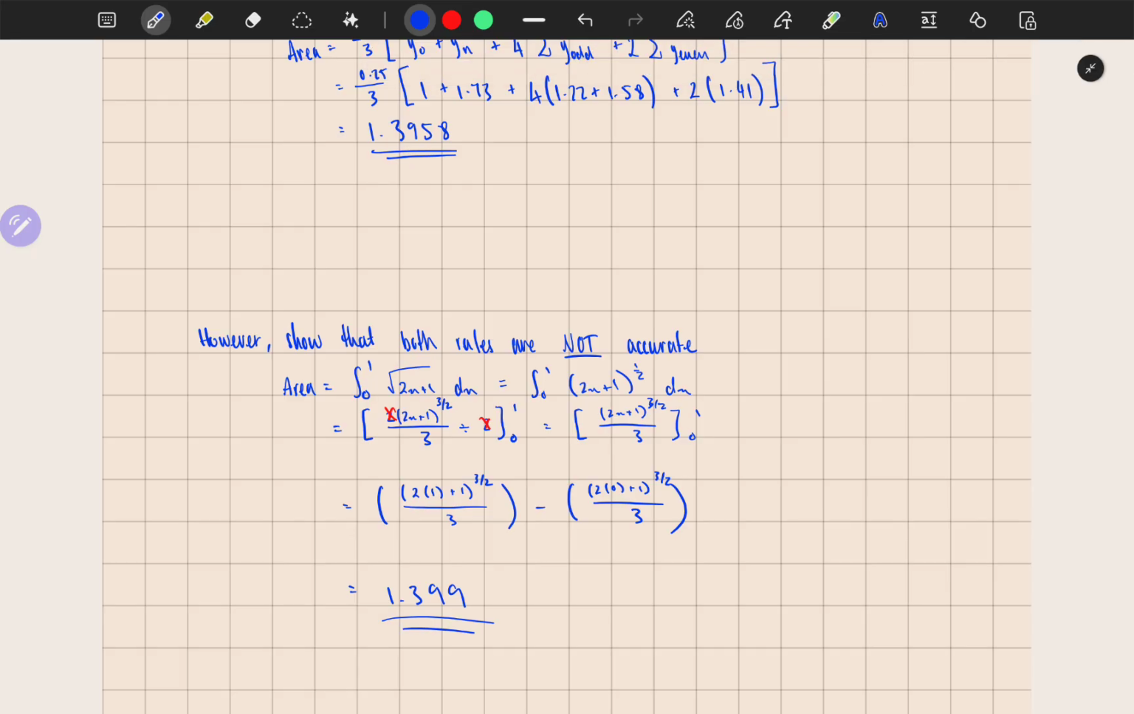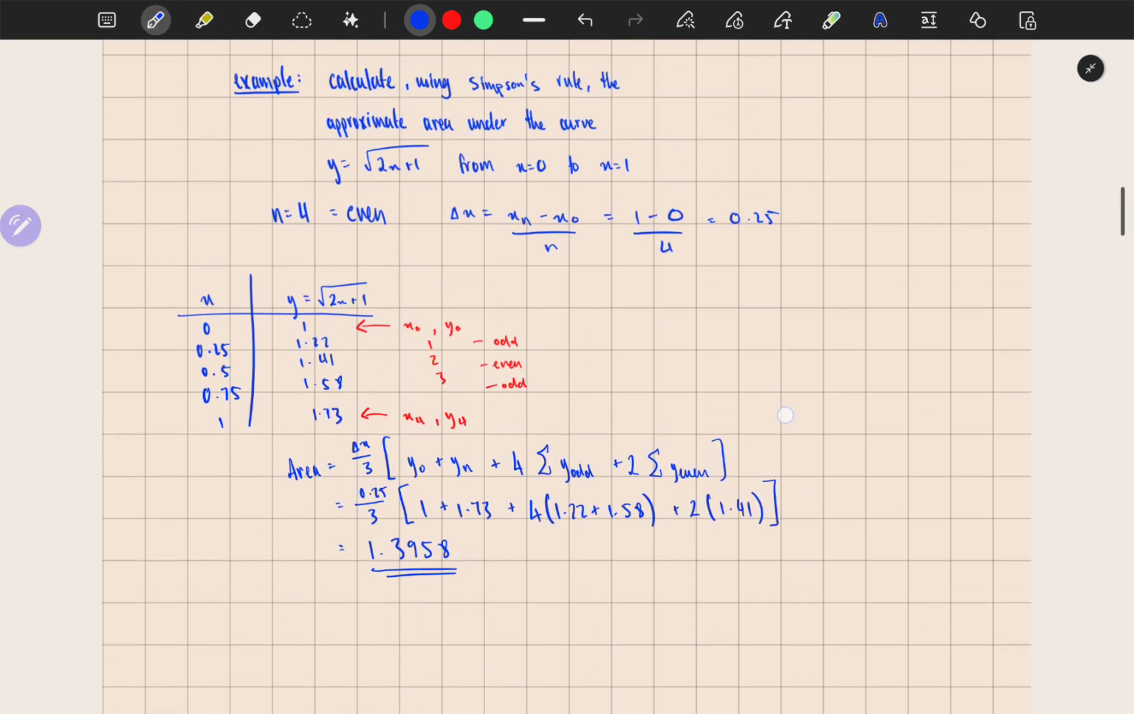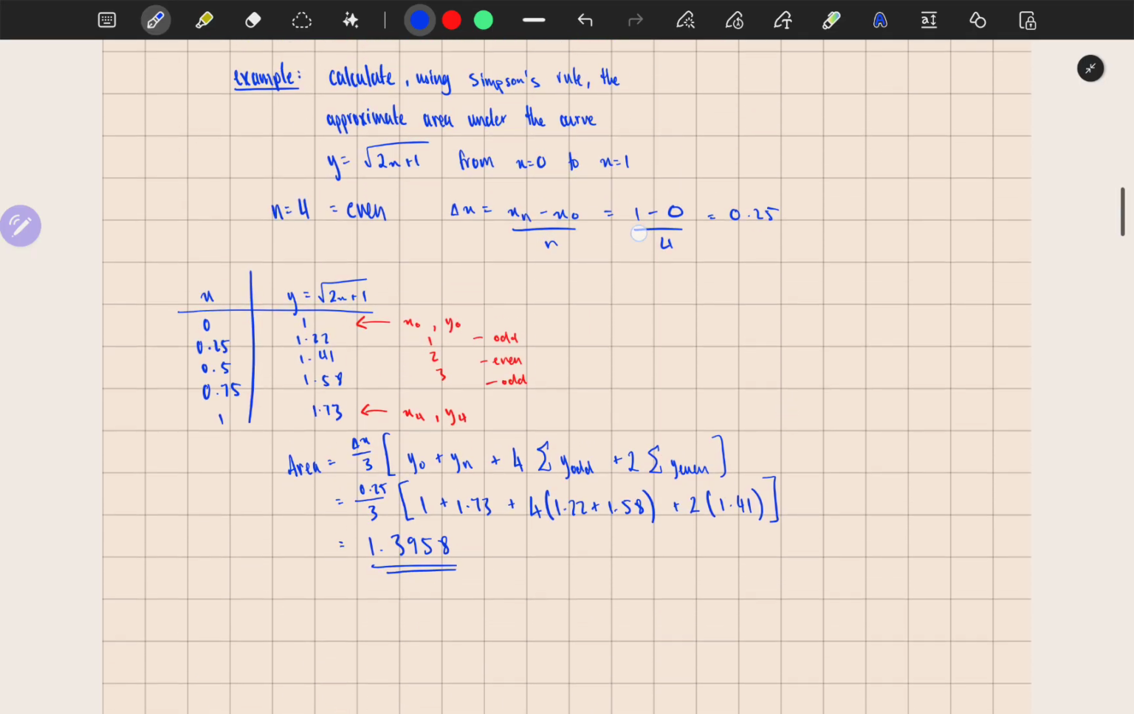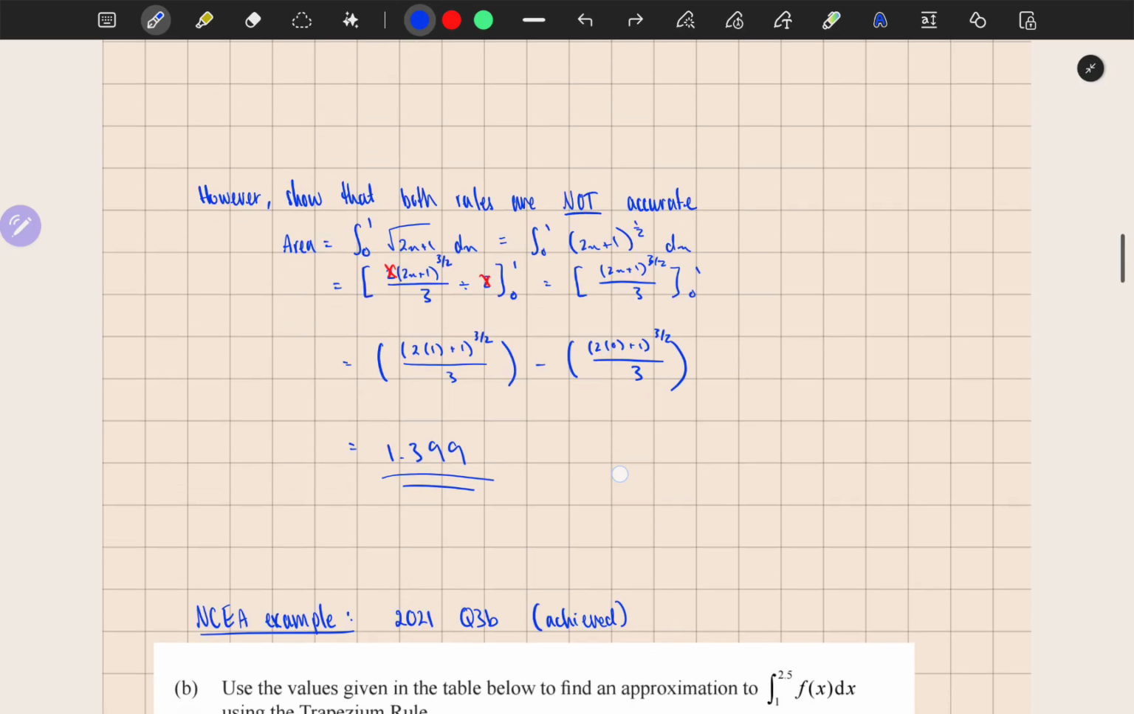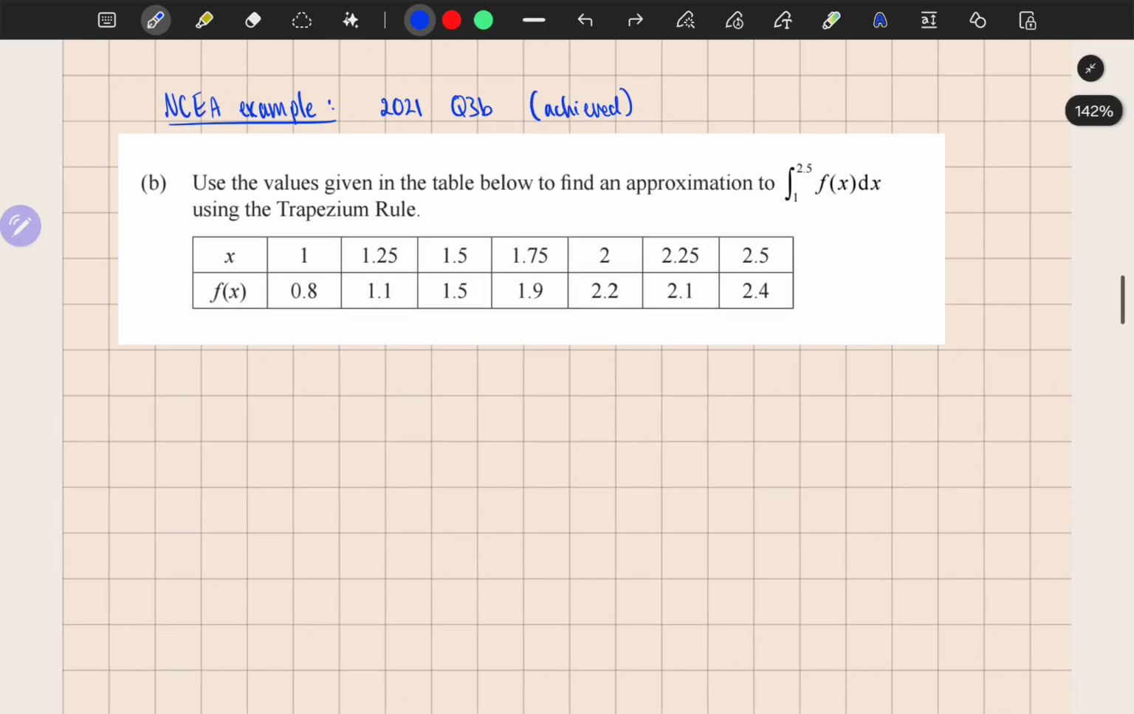So those are your limitations there. So it's good because it's not very difficult to calculate the area, give an approximation, because you're just drawing shapes and filling in these numbers over here. But the limitations for using these numerical integrations is that they're not accurate and they won't give you the right answer. So let's look at an NCEA example.